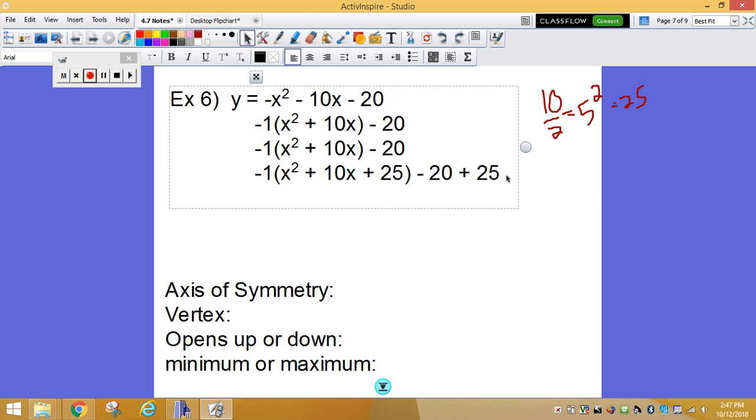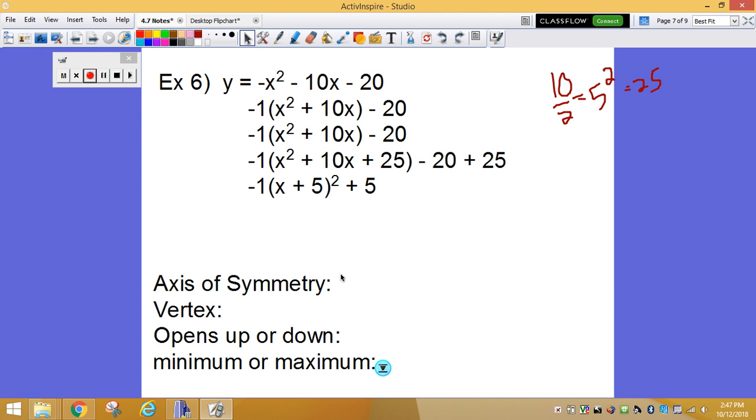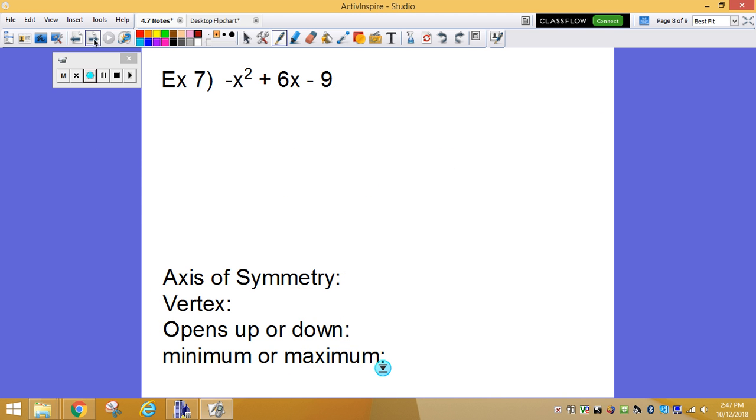So vertex form is going to be negative 1 on the outside, x plus 5 on the inside, and that is squared. And then negative 20 plus 5 is a positive 5. So axis of symmetry is actually at negative 5. My vertex is at negative 5, 5. Because I took out a negative 1, that means it's going to open down, and it's going to be a maximum.